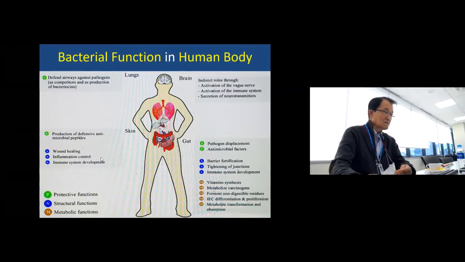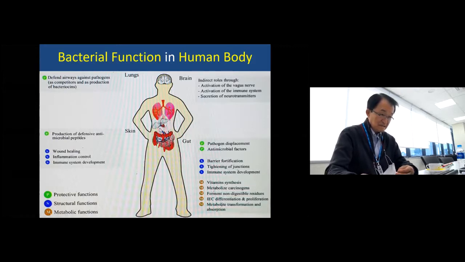In the lungs, certain bacteria are defending against some other bacteria, and there is certain production of peptide for wound healing, inflammatory control, immune system functions. So it's somewhat ironic to have problems, but also some protections, just like everything else in our body system. In the brain, there is some activation of the vagus nerve, the immune system, and also secretion of neurotransmitters influenced by the bacteria. So it's a good thing.